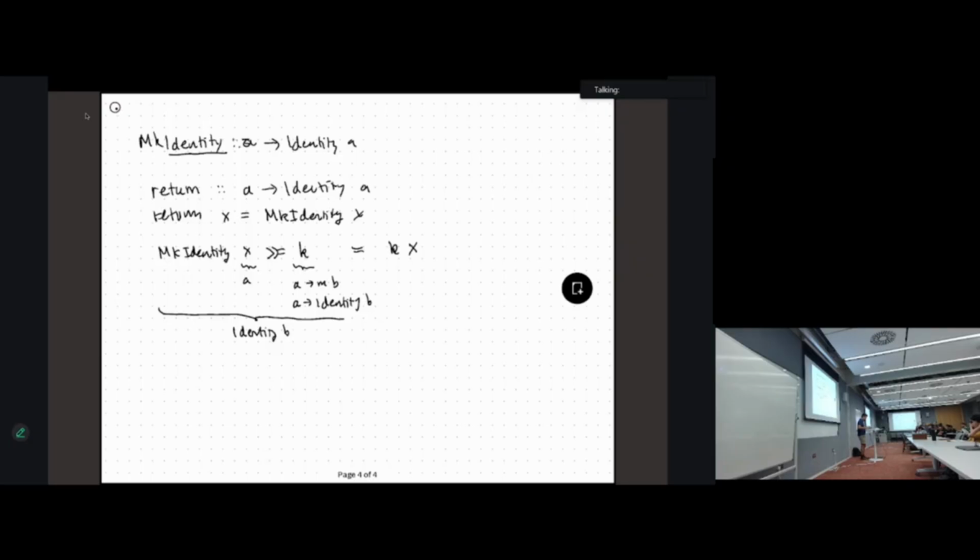Let's look at the maybe monad. So I said something like data maybe A, where there are two ways of constructing it. Either you can say nothing is a maybe of A, or just takes an A and produces a maybe A. Okay.